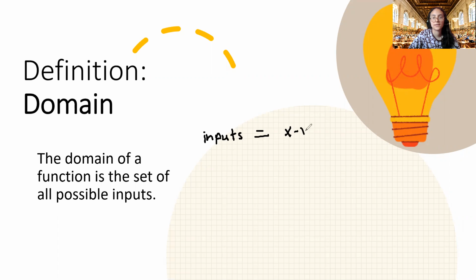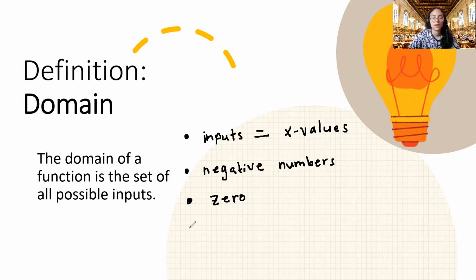means our x values. So what would be some very interesting x values that we could test? We're interested in negative numbers. We're interested in 0. And we're also interested in positive numbers. And we want to know if all of these are possible inputs for our functions. And we will see examples of this in the following slides.